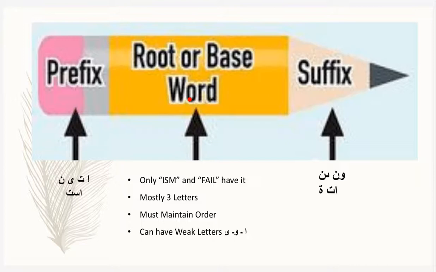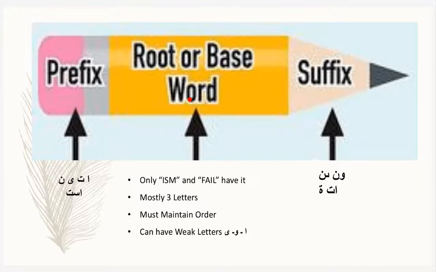And they must maintain the order, right? So the word, for example, kaf, ta, and ba, has to maintain the same order to carry the meaning to write. If it changes the order, which means it becomes kaf, ba, and ta, then the meaning changes. So it has to maintain the same pattern.